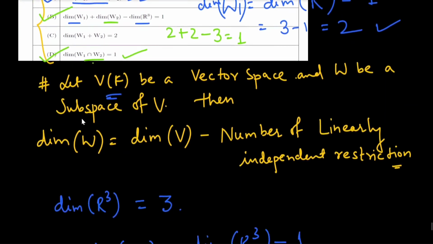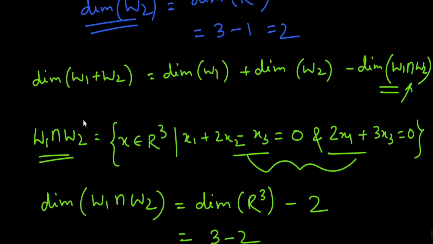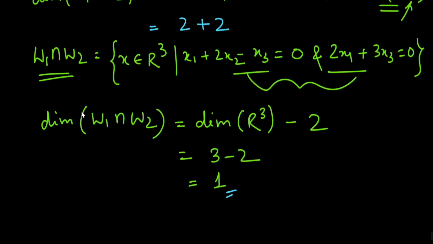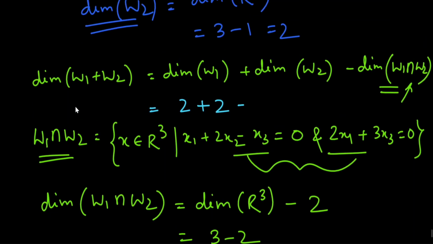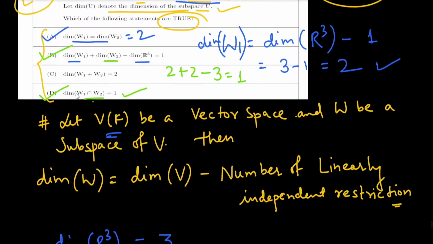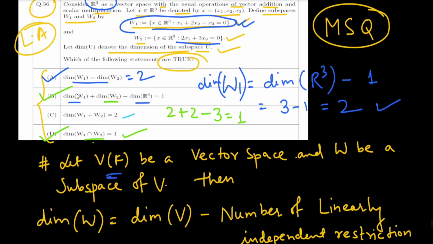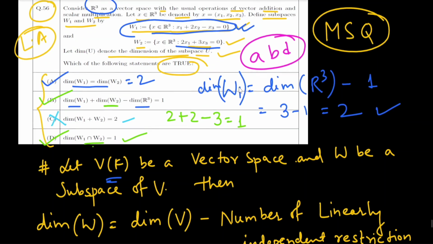Now we check whether option C is correct from this formula. Dimension of W1 plus W2 equals dimension of W1, which is 2, plus dimension of W2, which is 2, minus dimension of W1 intersection W2, which is 1. So 2 plus 2 minus 1, this gives 4 minus 1 equal to 3. But in option C it is given as 2. Therefore this option is not correct. Therefore the correct options for this problem are A, B and D. These three are the correct options for question number 56.